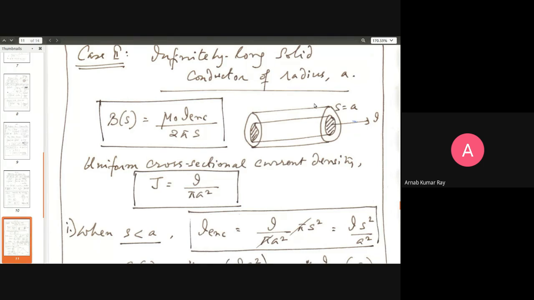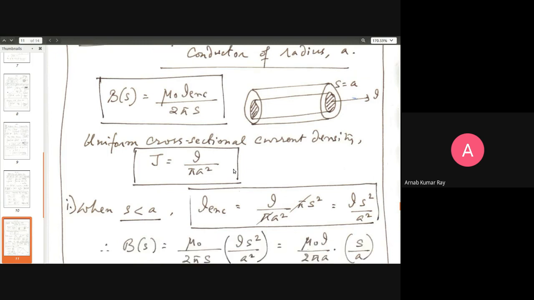Okay. So if the total current is I, and the current is uniformly distributed across the cross-sectional face of this wire, then the cross-sectional current density will be the total current I divided by the area of cross section of the wire, which is pi a squared. What is the area of a disk? Pi into radius of the disk squared. So A is the full radius of the disk, and J equals I by pi a squared is the cross-sectional current density.